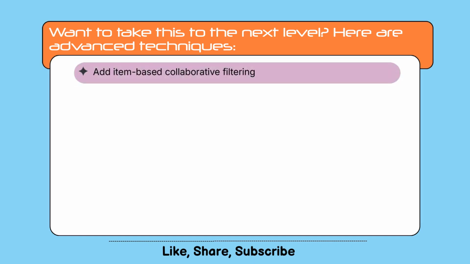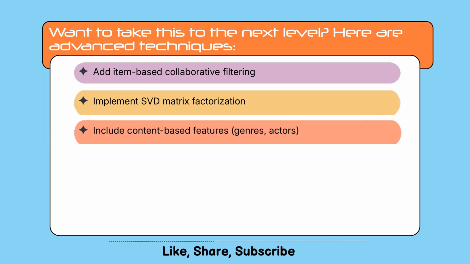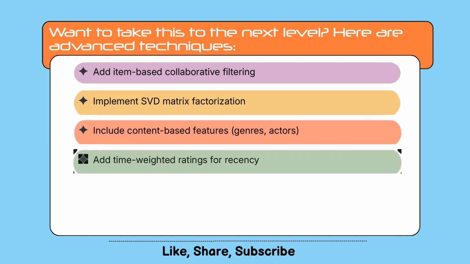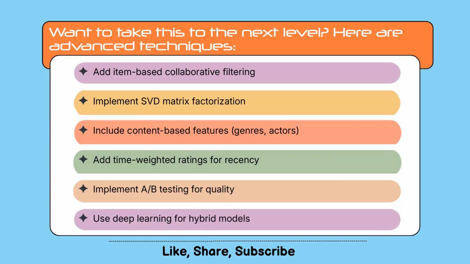Want to take this to the next level? Here are advanced techniques. Add item-based collaborative filtering for better cold start performance. Implement matrix factorization using SVD for handling larger datasets. Include content-based features like movie genres and actors. Add time-weighted ratings so recent preferences matter more. Implement A/B testing to measure recommendation quality. Use deep learning models for hybrid recommendations.